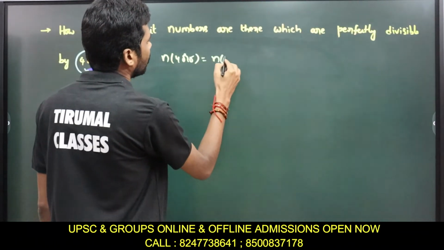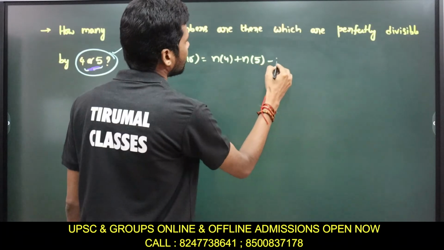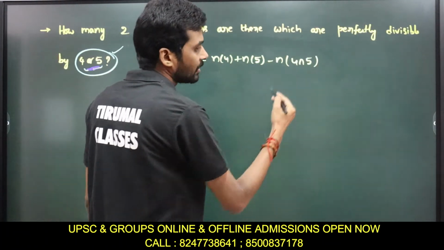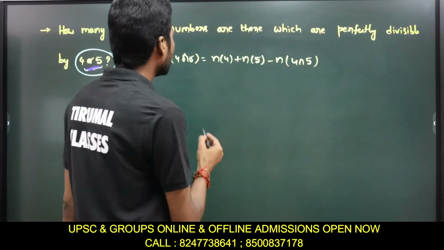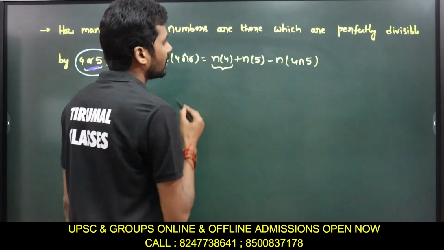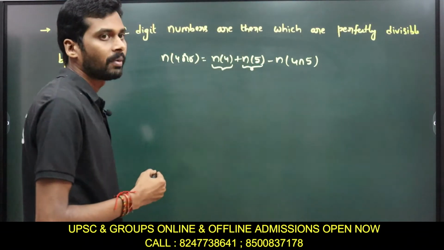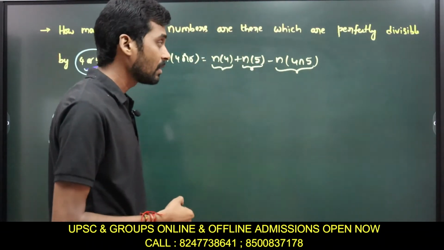N of 4 plus N of 5 minus N of 4 and 5. Just refer to the previous video, then you will understand it completely. Which means how many two-digit numbers are divisible by 4, plus how many two-digit numbers are divisible by 5, with the condition that I have to subtract this value, 4 and 5.